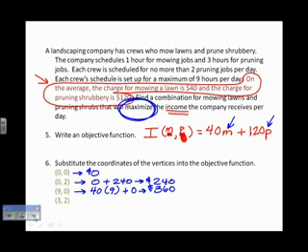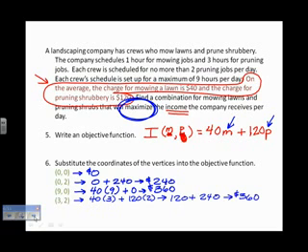The fourth point was at 3, 2. I'm going to substitute that in there. This one I actually have to do a little bit of work on. So I have 40 times 3 plus 120 times 2. 40 times 3 is 120. 120 times 2 is 240. So 120 plus 240 is going to give me 360. So my income here is 360.